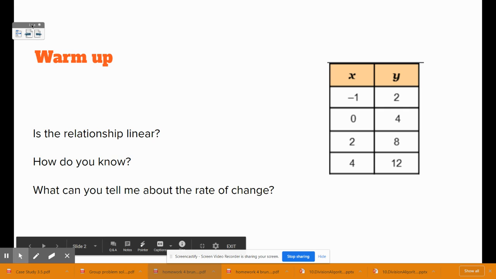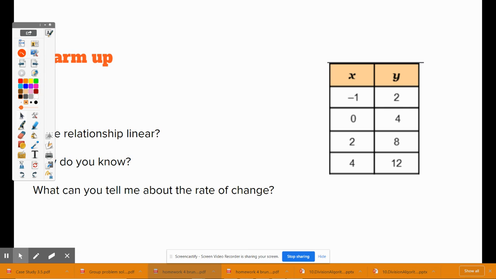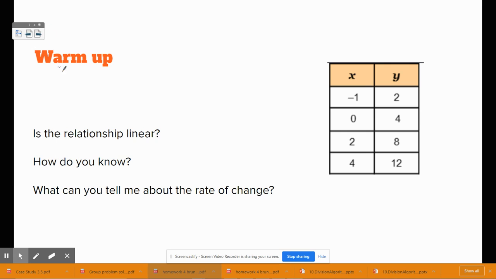So here's a warm-up, and a lot of you were asking me about this because this did show up on the homework, and we probably will be talking about this right before this in class. Is this a linear relationship? How do you know? The thing that you're looking for in a linear relationship, if you have a table, is a constant rate of change.